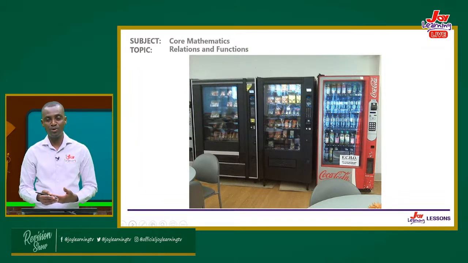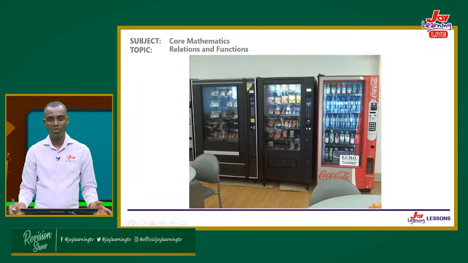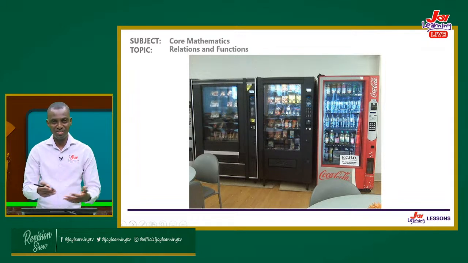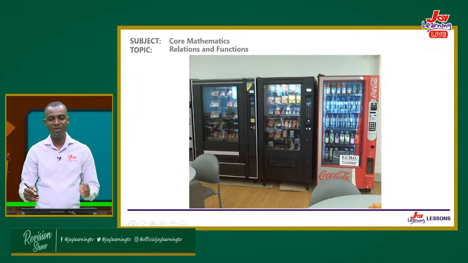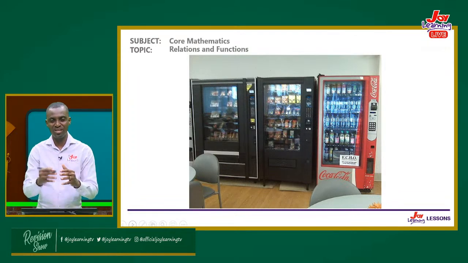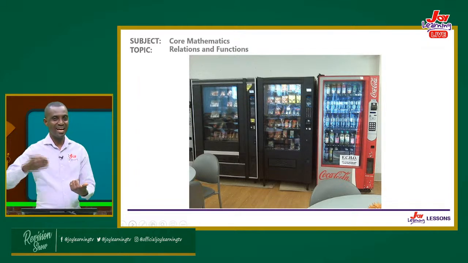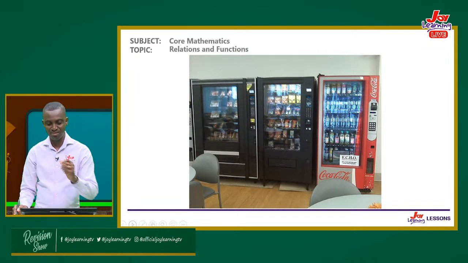So if the product is a Coke that you want to buy, the machine accepts your input, processes it, and brings you the output, which is the Coca-Cola. And if it's a biscuit you want, the machine accepts your input, processes it, and gives you the output. So we are talking about two variables here, the input variable and the output variable. What is relating them, what is making them come together, is the machine. So the machine is a function of your money, and the outcome becomes the product that comes out from the machine.